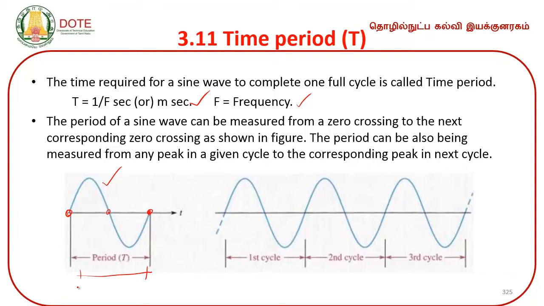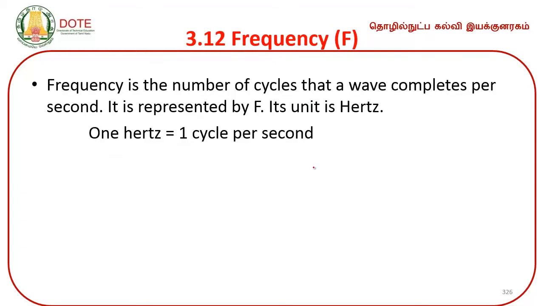The period can also be measured from any peak in a given cycle to the corresponding peak in the next cycle. So, the example is this. This is how we can measure from this peak to this peak. So, this is called one cycle. Then comes the frequency. It is the reciprocal of the time period.